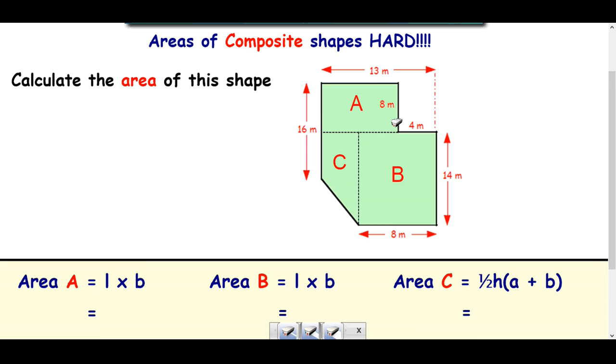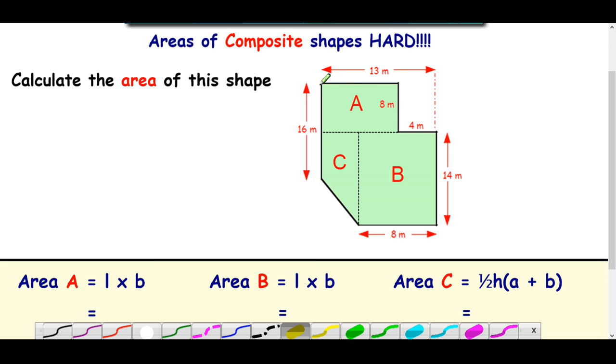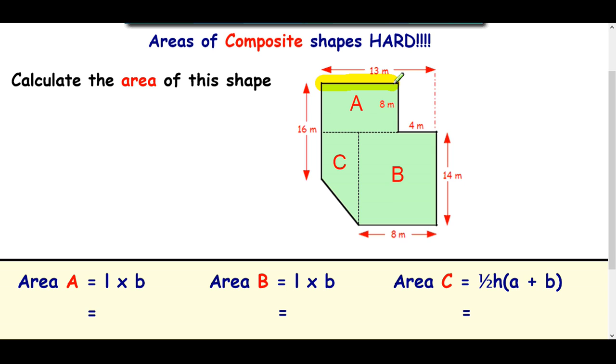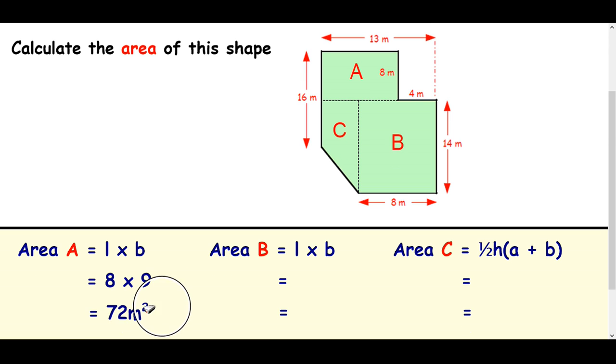Right, let's look at A first. So how high is A? Well, it's 8. And how far along? Well, in order to work this out, you've got the 13 all the way across, and you've got the 4 here. So this part here must be 4 away from 13, which is just 9. So the actual bit across the top is 9. So we've got 8 and 9, which is just 72, isn't it? That's that bit sorted, meters squared.